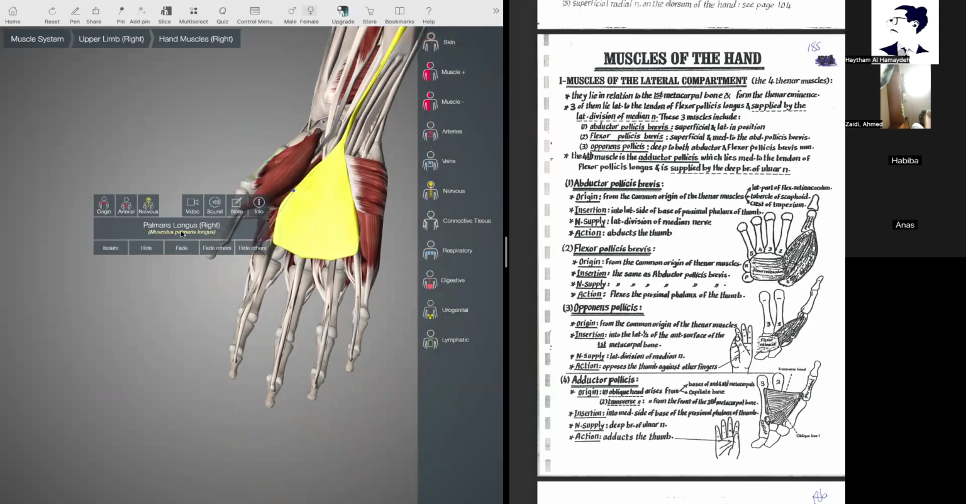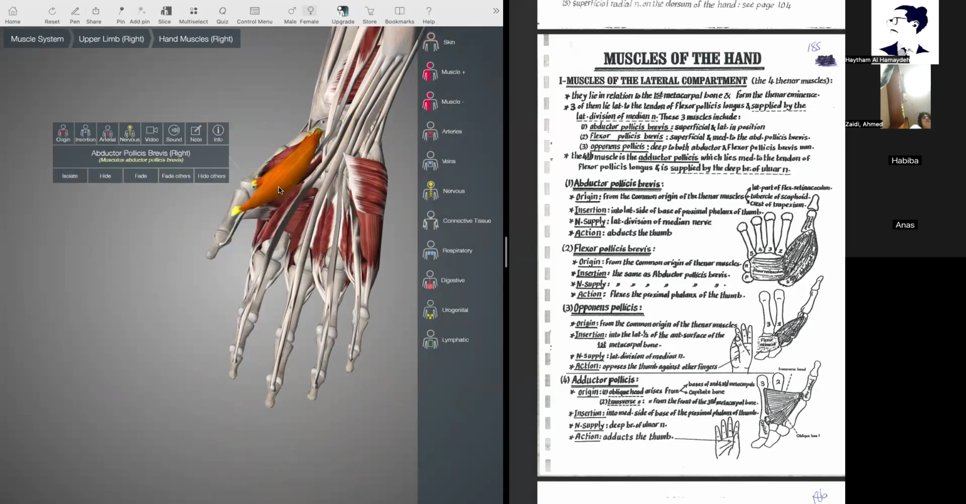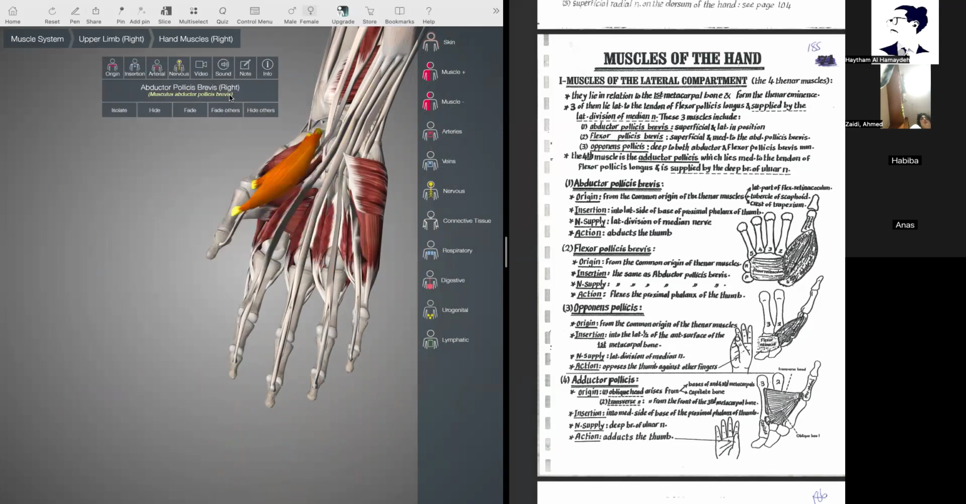Now we will study them. We'll mention the names. So the first one is abductor pollicis brevis. Sorry, abductor, not adductor. Abductor pollicis brevis. And what we know about this one is that it's the short abductor of the thumb.